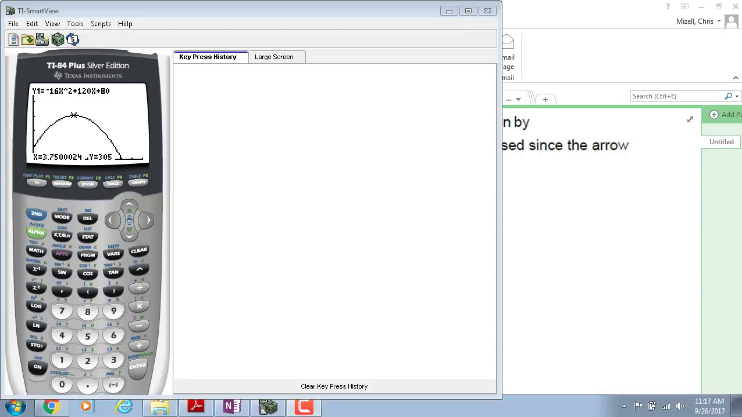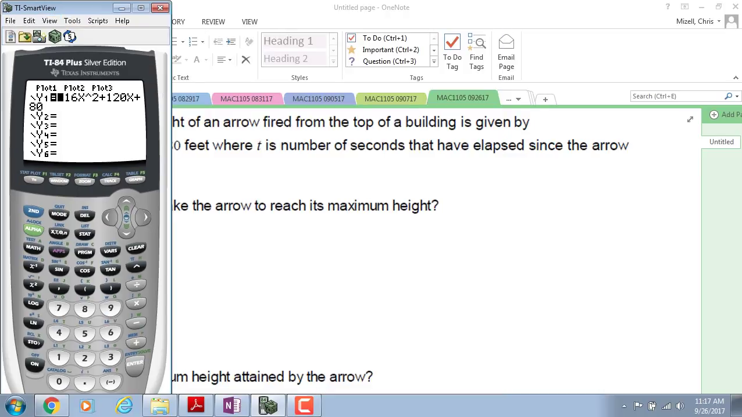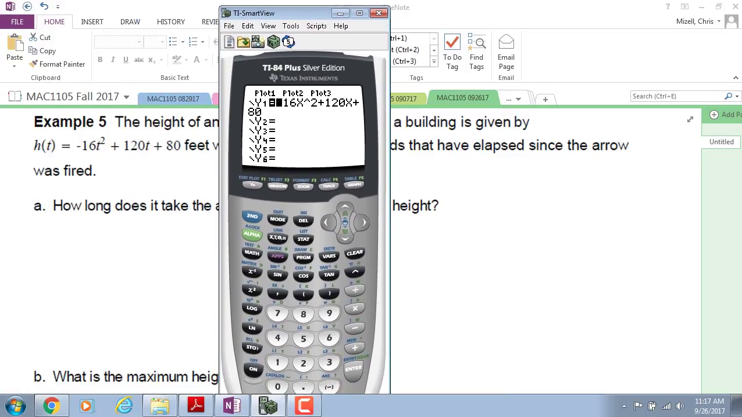Last time we entered y equals negative 16x squared plus 120x plus 80, and we looked at the window settings. I'm trying to enter the function. I'm using x's rather than t's because that's what the calculator wants. Entering the function, h of t equals negative 16x squared plus 120x plus 80.